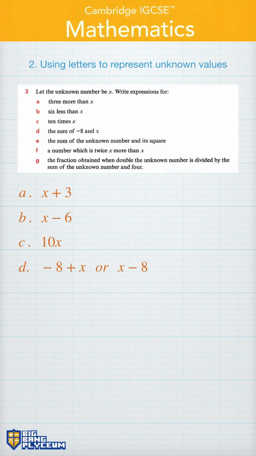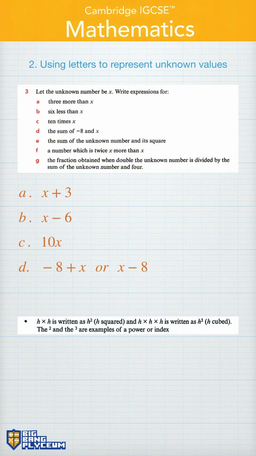Alright, now let's move on to number e. The sum of a known number and its square. Well, we should write h times h as h squared. And also if you see h times itself 3 times, we can write it as h cubed, okay? So the superscript 2 and the superscript 3 are examples of power, or we can call it index, okay? So now if you look at e, we should write x plus x squared.